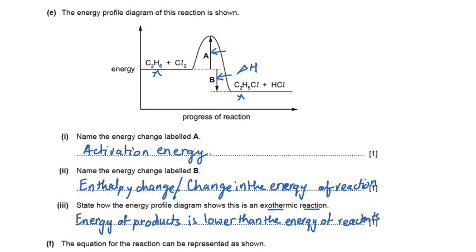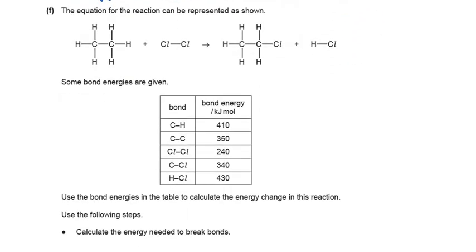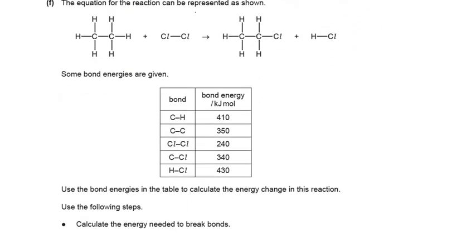There is a next sub-question following, sub-question F here, and the equation for the reaction can be represented as shown. Now you can see that the same reaction is presented showing all the bonds of the molecules in a display diagram, where ethane and chlorine are shown, chloroethane and hydrogen chloride are shown, and here you can see that some bond energy is also given. Bond energies of each bond of this reaction are given.